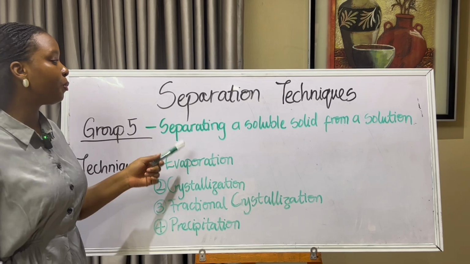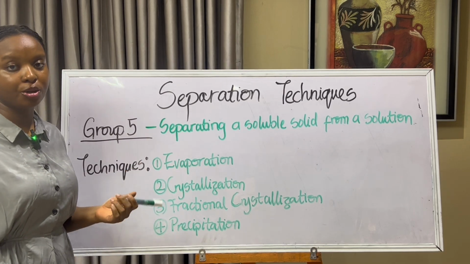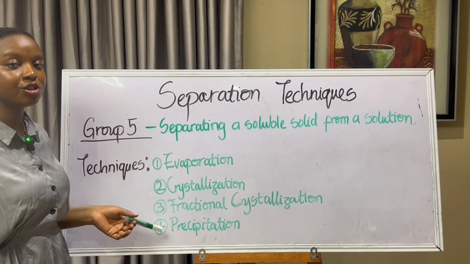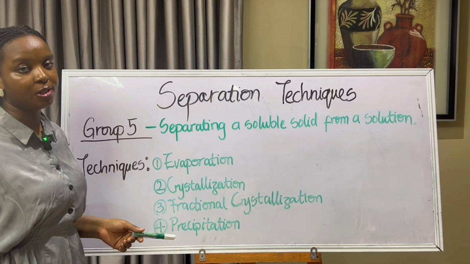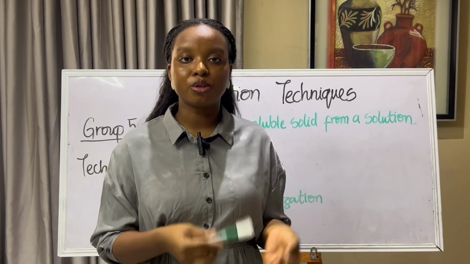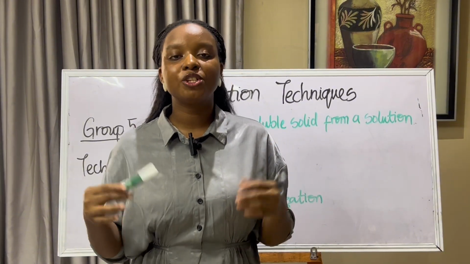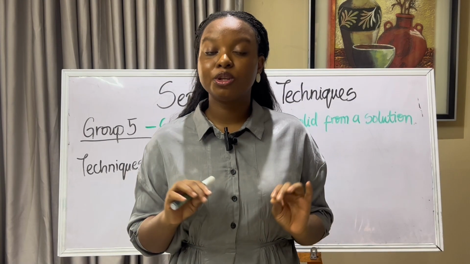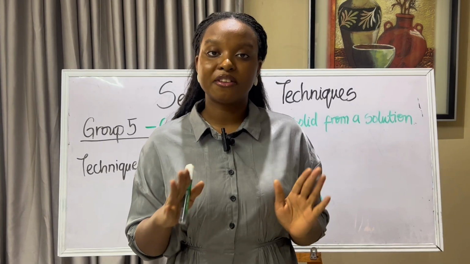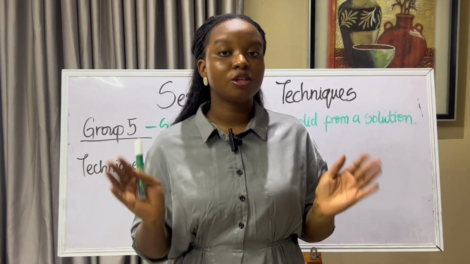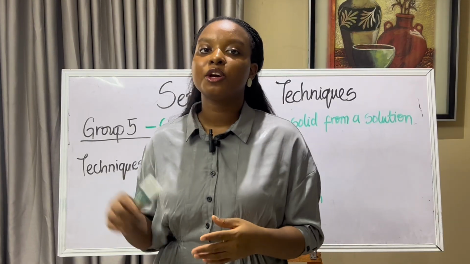Group 5 involves separating a soluble solid from a solution, and the techniques in this group are evaporation, crystallization, fractional crystallization, and precipitation. So let's start with evaporation. If you want to remove the liquid, which is the solvent, and recover the solute, which is the solid, all you have to do is heat up the mixture and the liquid is evaporated off. But this only works when the solid is not affected by heat, or doesn't decompose when heated. If it does, you need a gentler method, which is crystallization.